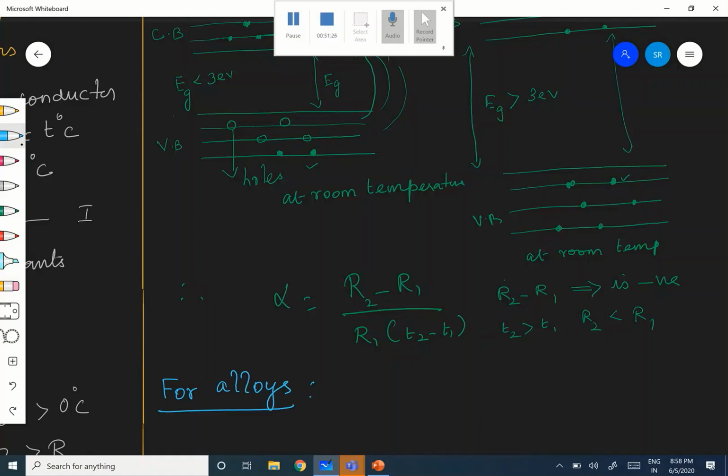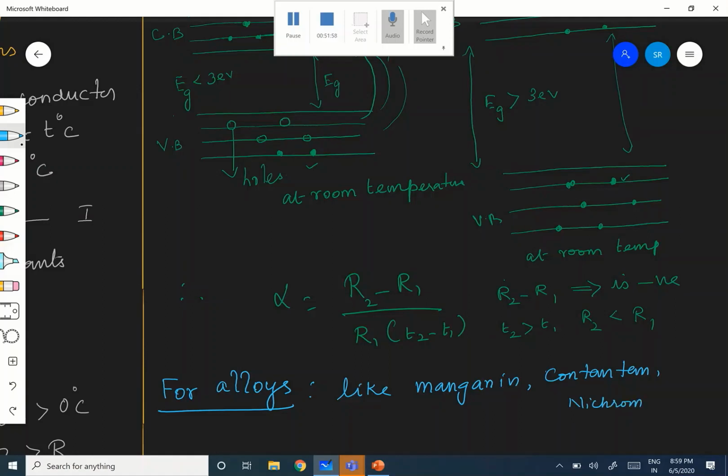What is the value of the temperature coefficient of resistance? See, alloys means it is nothing but a mixture of metals. Alloys like manganese, nichrome, constantan.